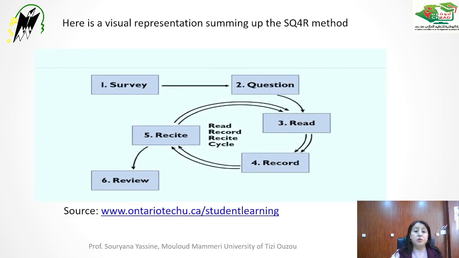Now, here is a visual representation summing up the SQ4R method. You have survey, question, read, record, recite, and review. And as you note, the read, record, and recite are used in a cyclic way, just to lead you to the review.